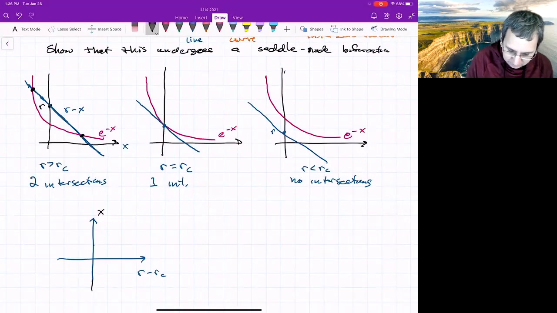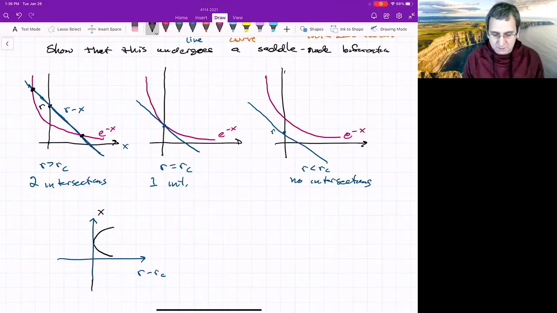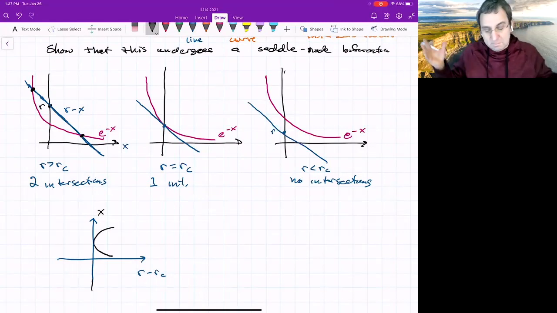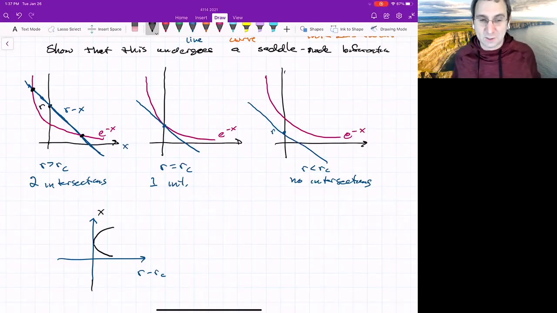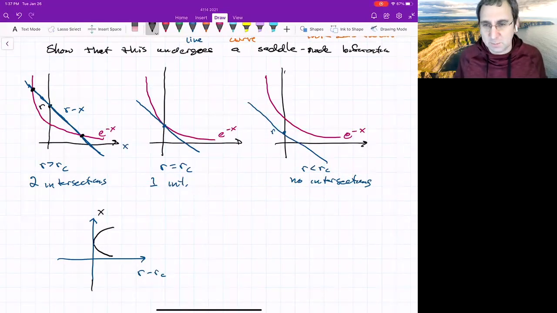a pair of points showing up for R greater than RC. And then I could figure out exactly which one's the positive one and which one's the negative one; I could do that later. But let's just say I've shown it, where a curve intersects a line. And that's why this is so generic, because in general, there will be curves and lines, and intersections can happen.